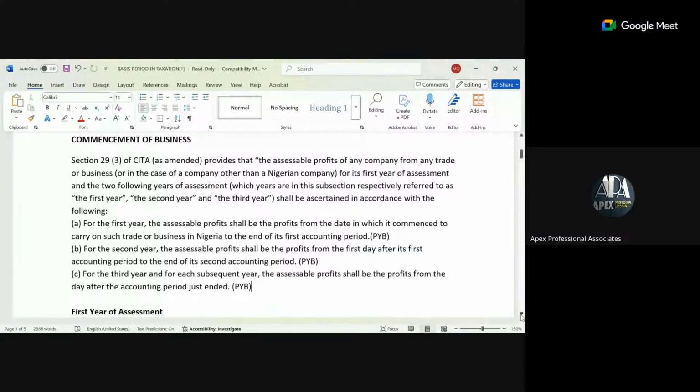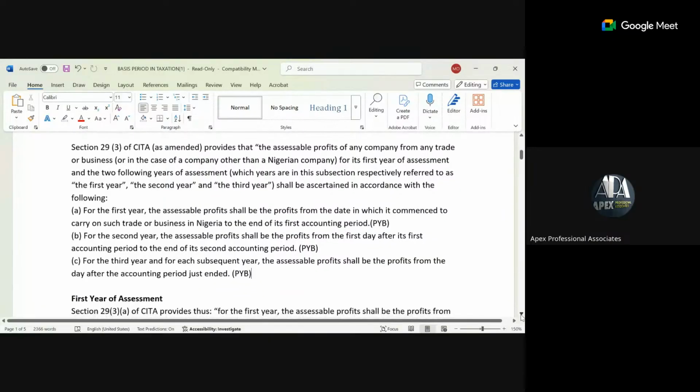So how do you now determine the year of assessment, the basis period for these first 3 years? For the first year, the assessable profit shall be the profit from the date on which it commenced to carry on such trade or business in Nigeria to the end of its first accounting period. When we look at an analysis, you will have a proper understanding of it.